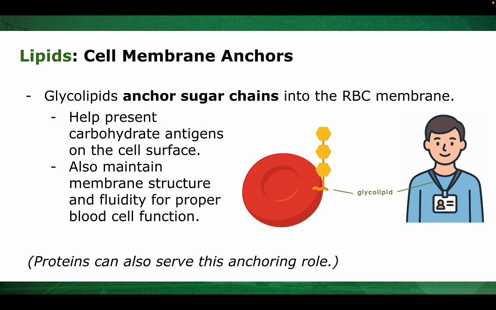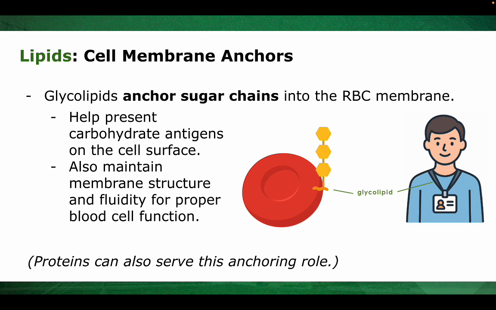Glycolipids are lipids that have sugar chains attached. These glycolipids embed themselves into the cell membrane and present their sugar chains outward. So here, they can be seen by the immune system and the other cells. This setup helps cell membranes communicate and recognize each other. It's crucial for things like blood type compatibility, immune defense, and cell signaling.